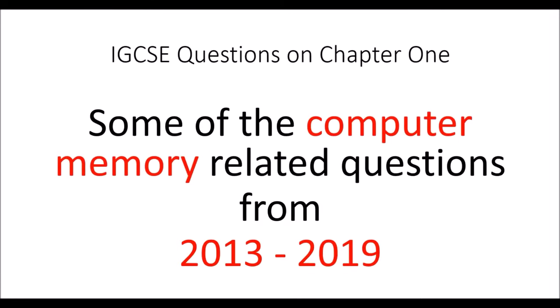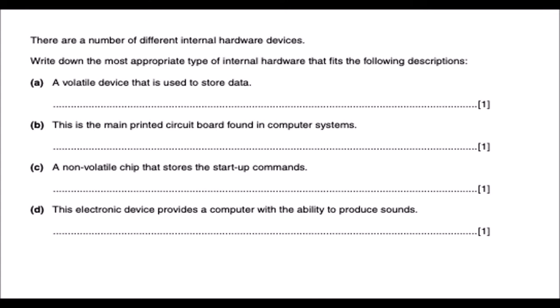Now, it's just as simple as this, and let's try to look at some examples related to the topic, which is the main component of a computer system. In part one of this video, I talked about hardware and software. This time is main component of a computer system. Let's try to see how IGCSE asks questions in this topic. Look at this question. There are a number of different internal hardware devices. Write down the most appropriate type of internal hardware that fits the following description.